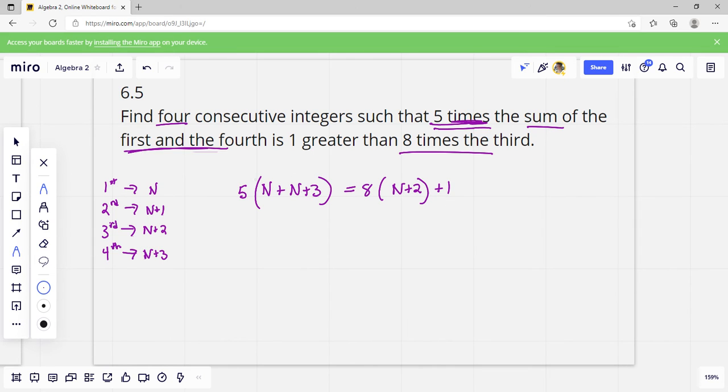Now we're just going to solve. I'm going to put these and do 2n. And then 2 times 5 will be 10n plus 5 times 3 is 15 equals 8n plus 8 times 2 is 16 plus 1. Now I have to add my 16 and my 1, which would be 17. I'm just going to erase and do that. Okay, and then I got to get my n's together.